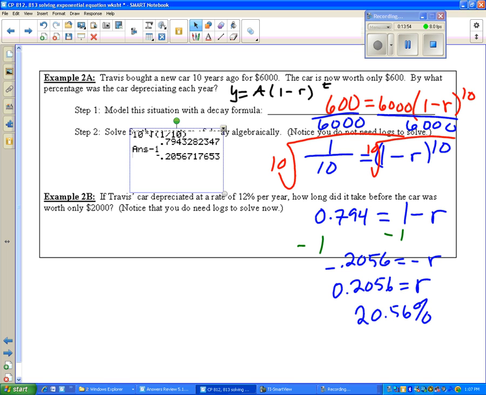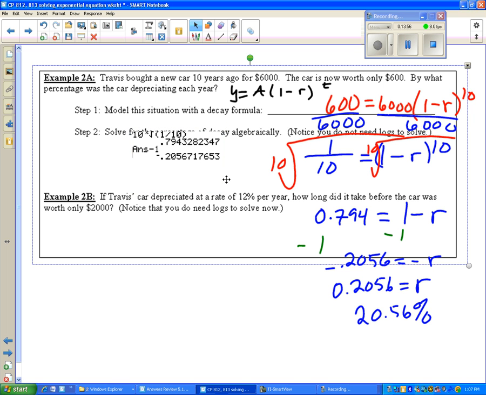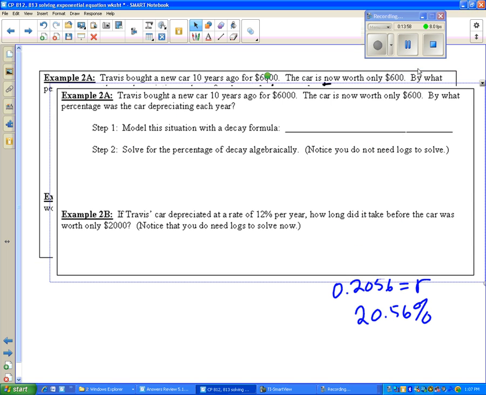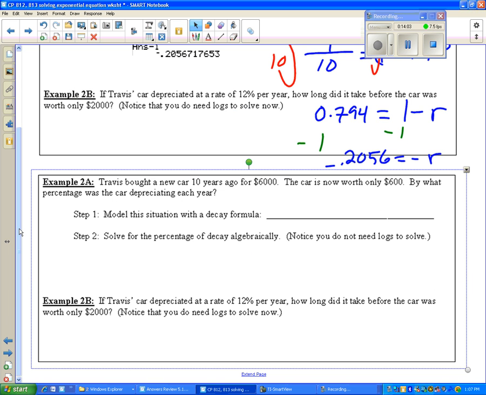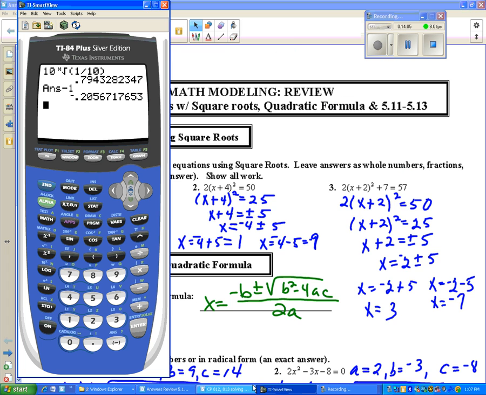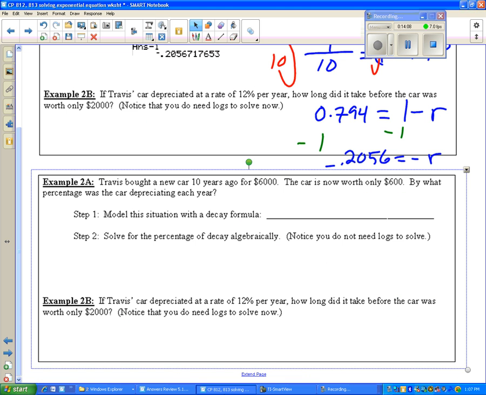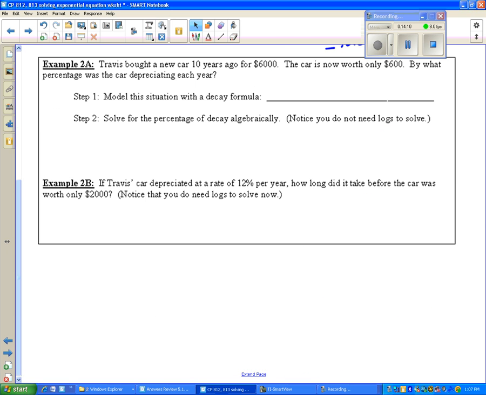All right, let's go ahead and clone this part, move it down, and let's do example 2b. I want to extend the page. If Travis's car depreciated at a rate of 12% per year, how long did it take before the car was worth $2,000? So now we're going to go back to the original information and say that he started at $6,000.